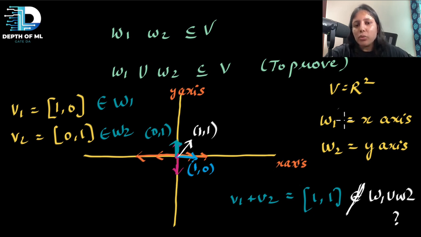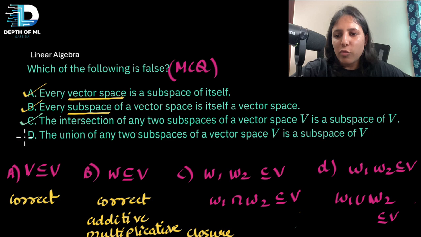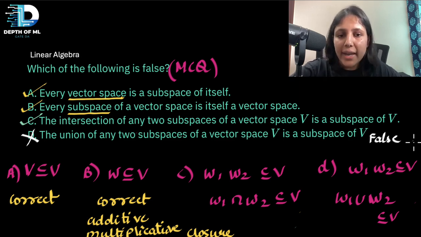Okay, so I've given you this one proof, that one instance where it's not true. So it's not true in general, right? There might be some cases where W1 union W2 is actually a valid subspace, but if you are asking generically whether W1 union W2 is always a subspace, it's not true, right? And I have shown you one example of that. So this is false. So the correct answer for this particular question was this: the union of two subspaces of a vector space is not always a valid subspace.